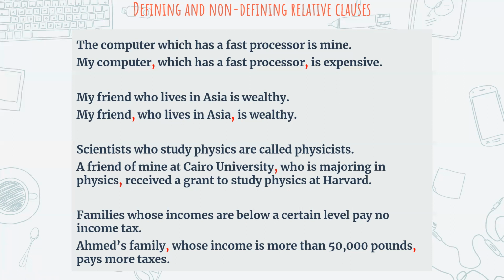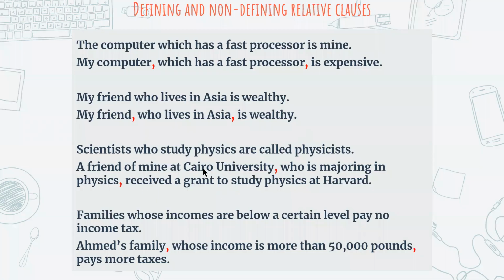The second one, a friend of mine at Cairo University, who is majoring in physics, received a grant to study physics at Harvard. Oh, that's good news, right? Anyway, here I put two commas to separate this extra information from the sentence, because if you say a friend of mine at Cairo University received a grant to study physics at Harvard, the sentence still makes perfect sense. Okay.